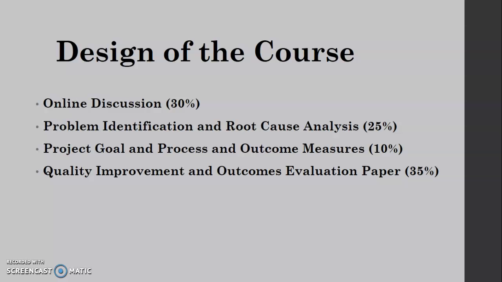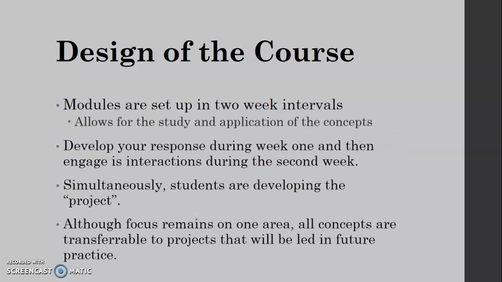Okay, design of the class. This is important. Online discussion is 30% of your grade. The problem identification and root cause analysis is 25%. Project goal and process outcome measures, 10%. And then also quality improvement and outcome evaluation, your final paper, is 35%. So again, these are the areas of what your grade is going to be based upon.